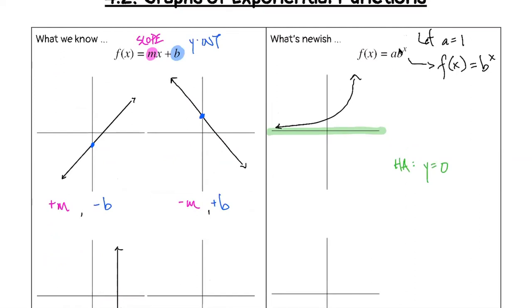Now, what about the coordinate for this point? What is the coordinate of that point?